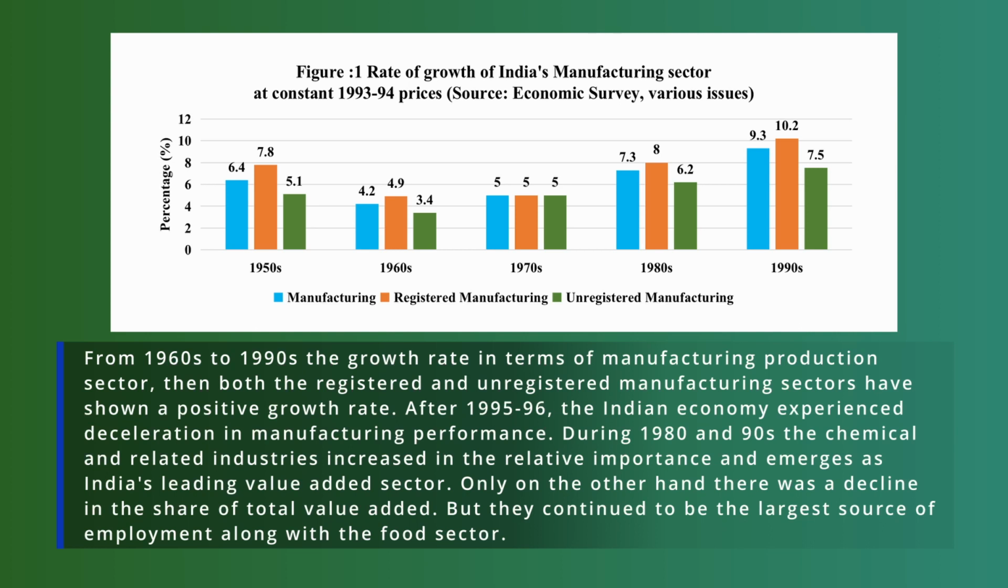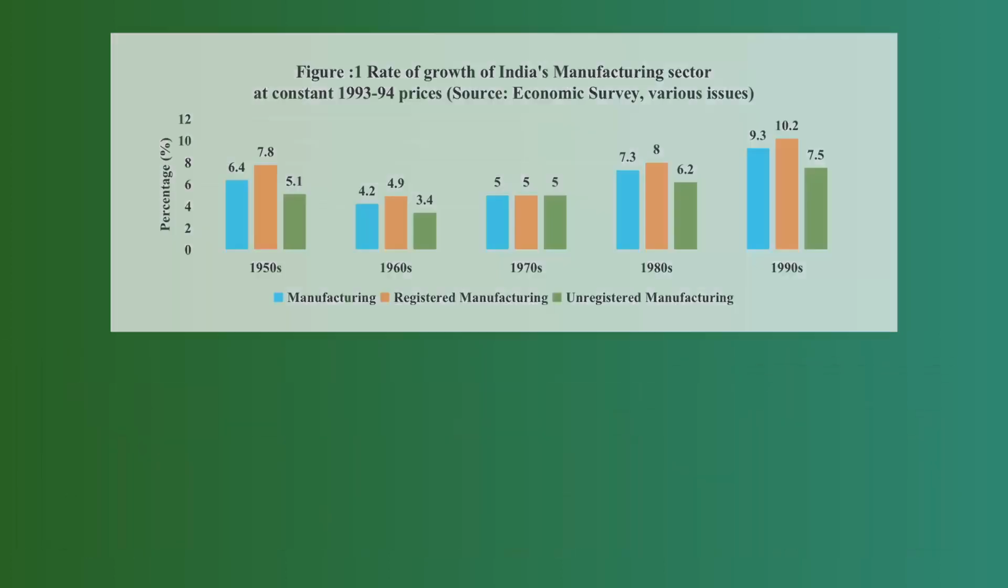During the 1980s and 90s, the chemical and related industries increased in their relative importance and emerged as India's leading value-adding sector. On the other hand, there was a decline in their share of total value added, but they continued to be the largest source of employment along with the food sector.